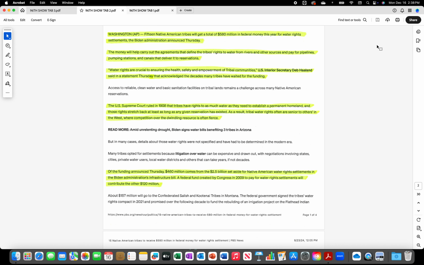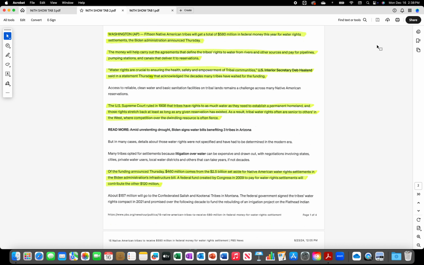Dwindling resource. Water as a dwindling resource. Why is it a dwindling resource? Well, how about if maritime admiralty law, how about if people didn't claim to own water? Then we could start that conversation.